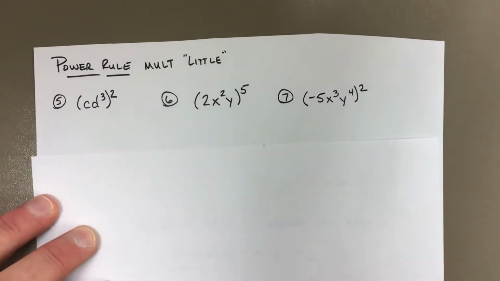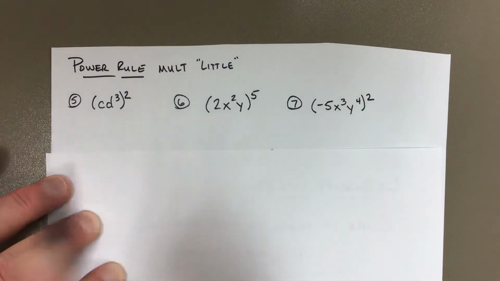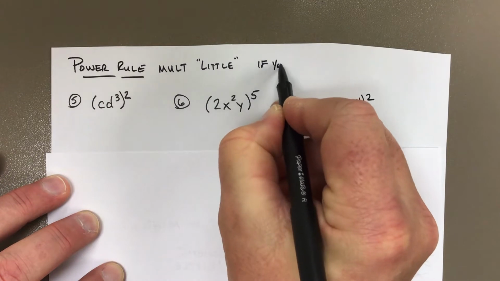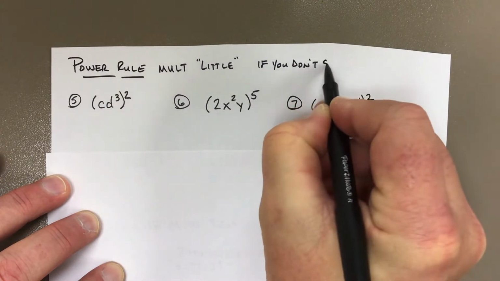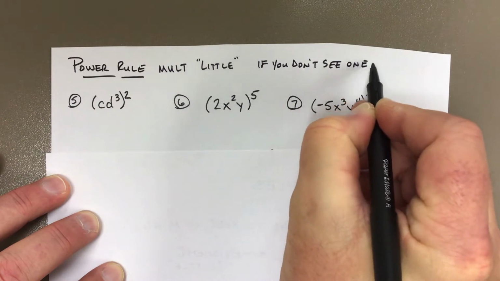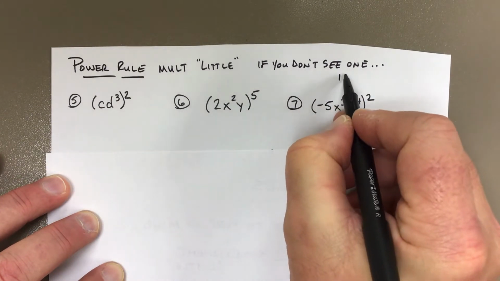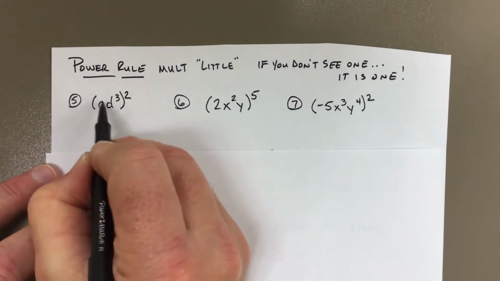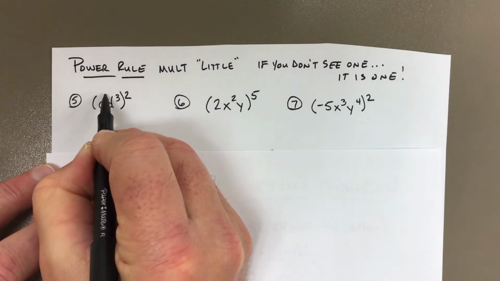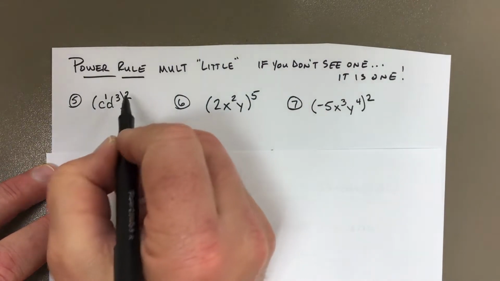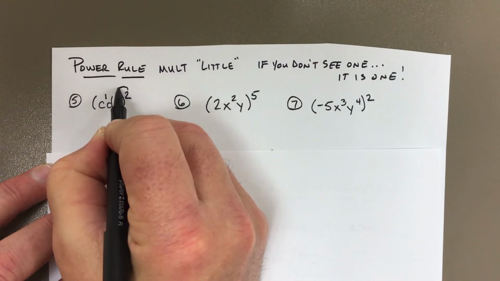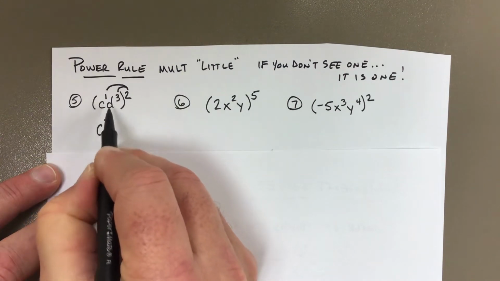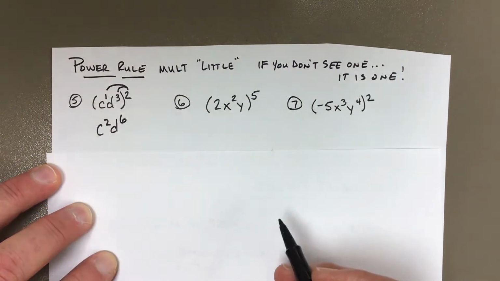So if we take a look at these problems, again, the key here: if you don't see one, it is one. If you don't see an exponent, then the exponent is 1. So the C has an exponent of 1. We have to be able to see that. So if we're going to multiply the exponents, basically you're going to distribute. You're going to distribute the 2 to there and to here. So 1 times 2 is 2, and 3 times 2 is 6. And then you move on.